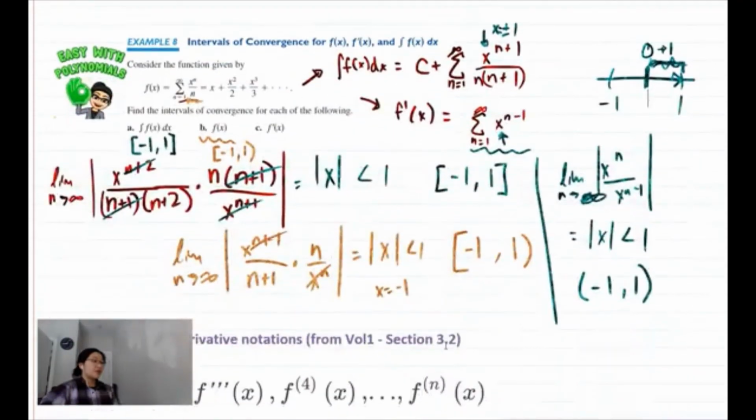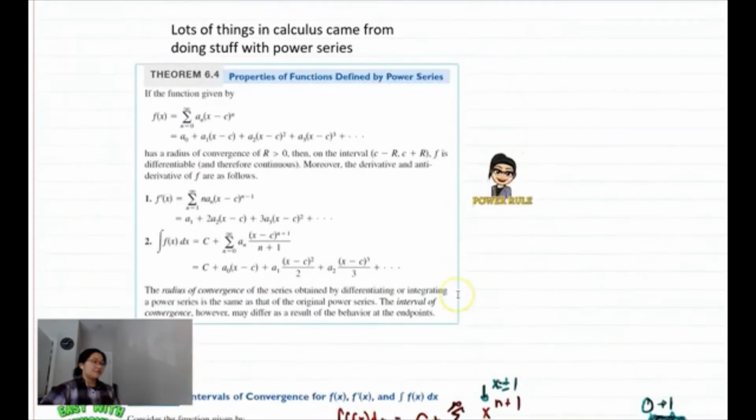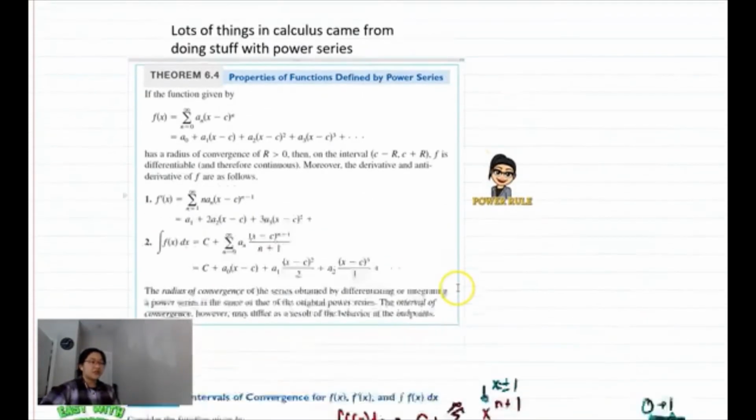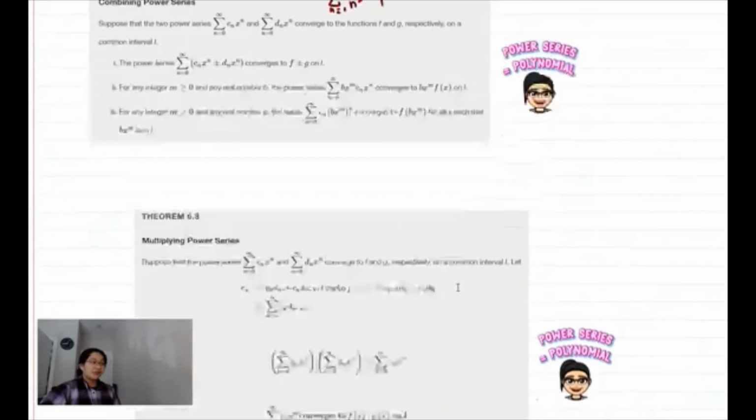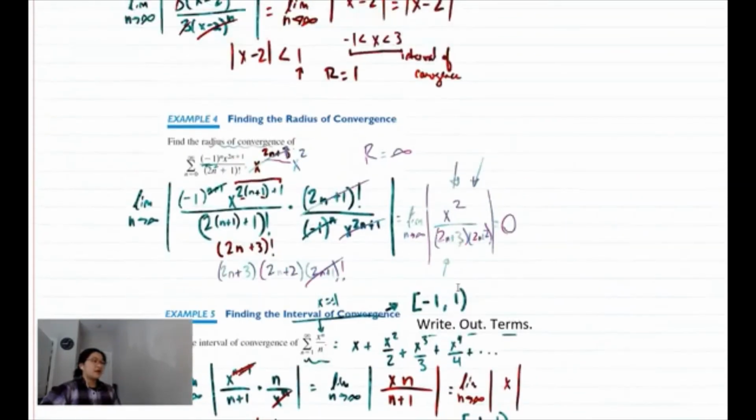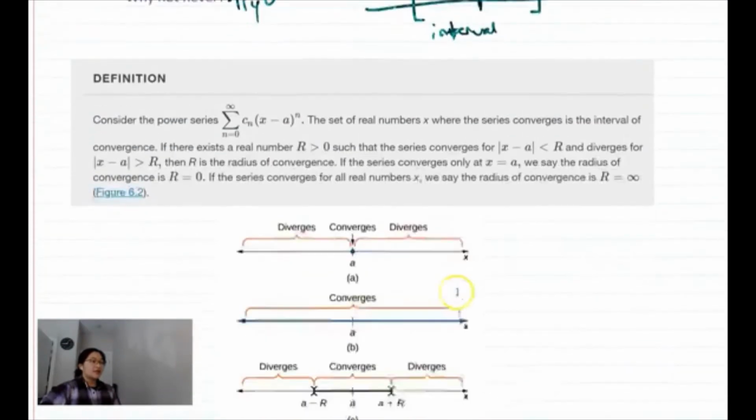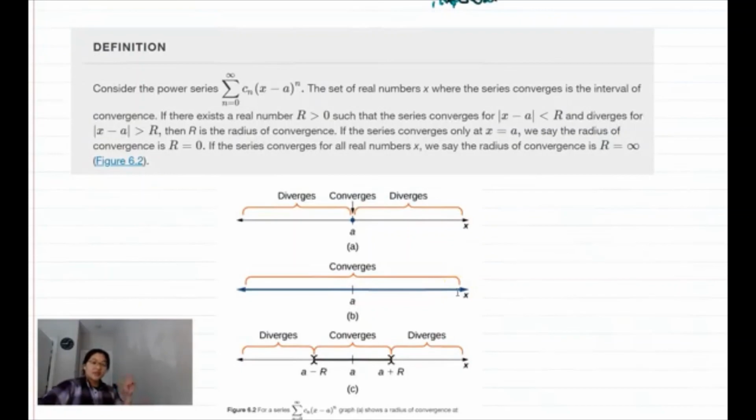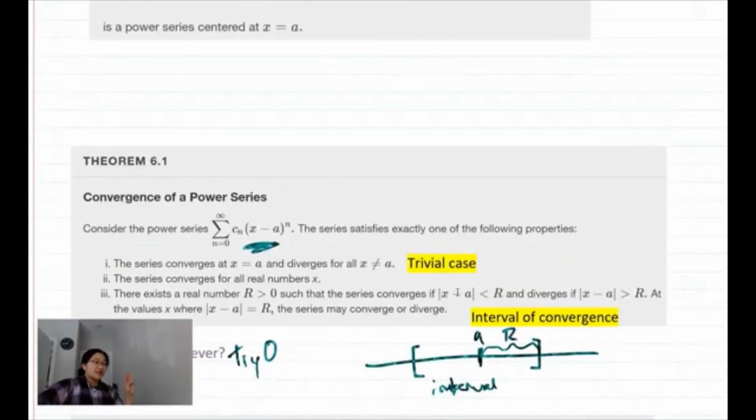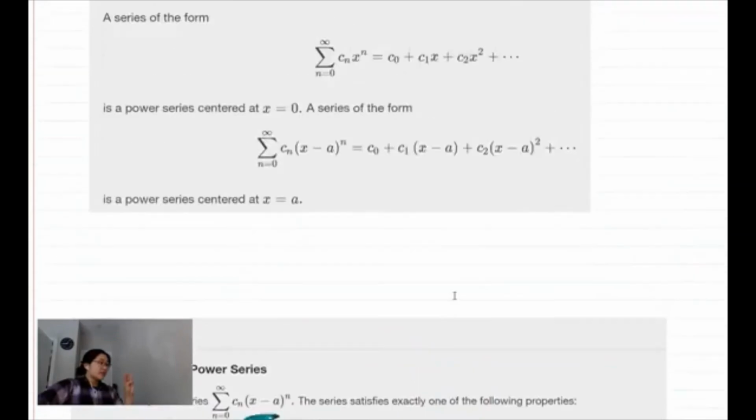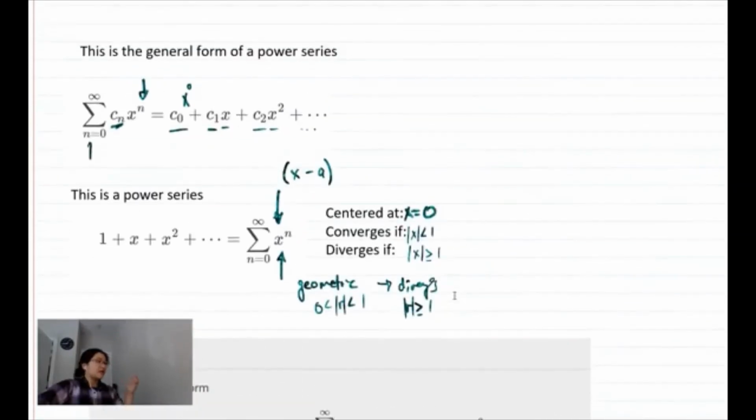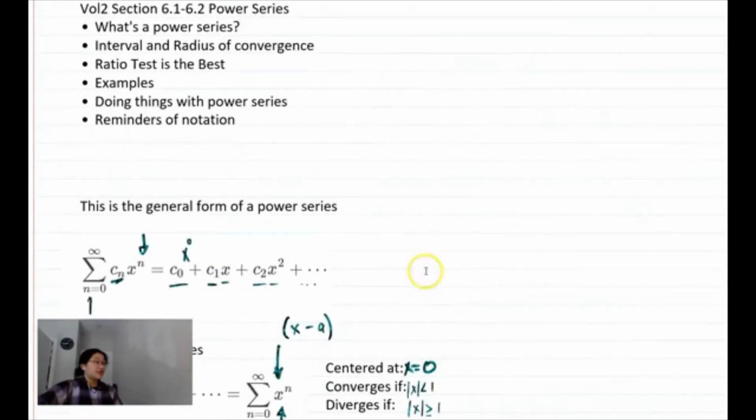But to sum up, use the ratio test because it's great, and we like doing calculus with power series because they're polynomials, and the things that we need to think about for power series are where it's centered at, what's its interval of convergence, and what's its radius of convergence. And write out your terms. Don't neglect to write out your terms. All right.